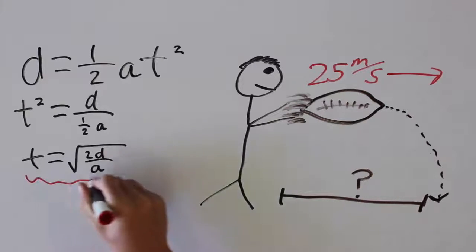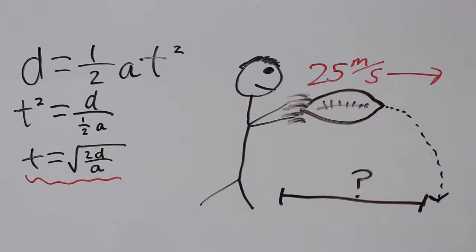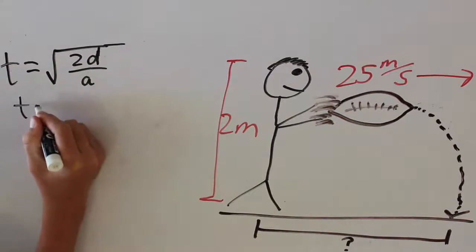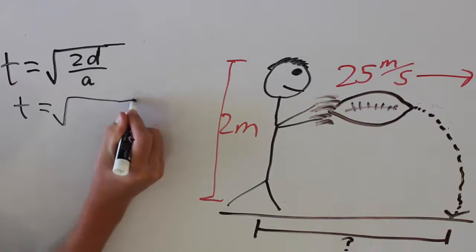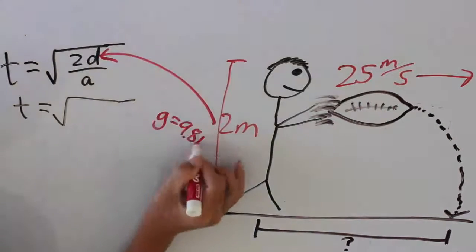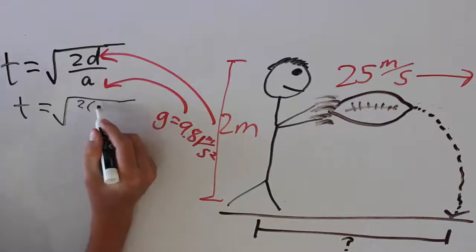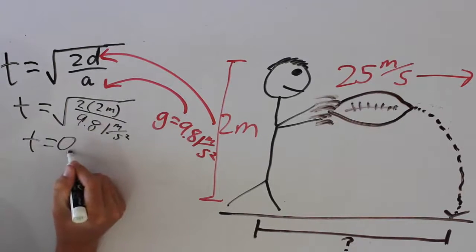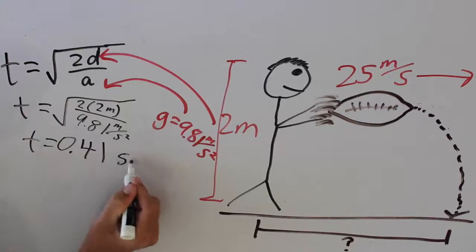And remember, the ball falls from my 2 meters in height at the same rate regardless of the fact that it is traveling horizontally. So we can just insert the variables into the equation to find the time it takes to fall 2 meters. So time equals square root of 2 times 2 meters high divided by 9.81 meters per second squared, the acceleration due to gravity, which equals about 0.41 seconds.